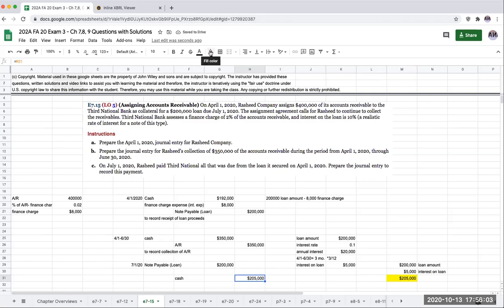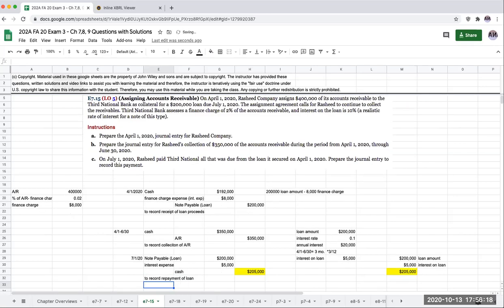And my balancing entry is going to be to interest expense. So that is my journal entry for this particular one. These are my journal entries.